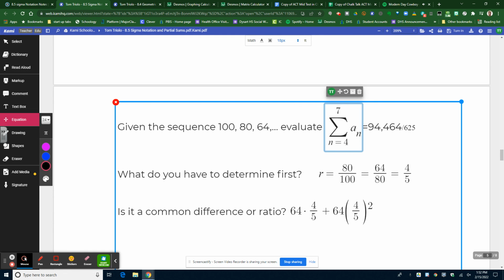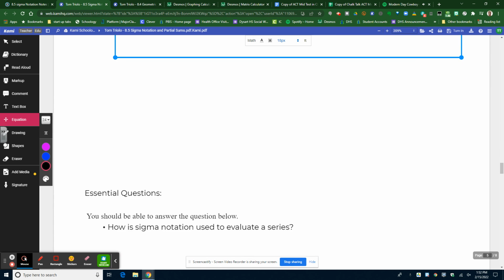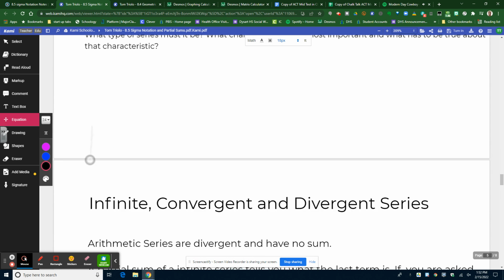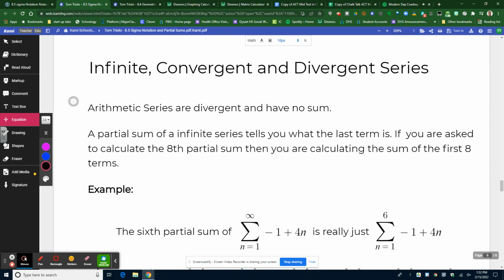So this is what's known as a partial sum. We're going to talk about that in a little more detail right now. So we're going to skip this stuff. All right. Couple things.